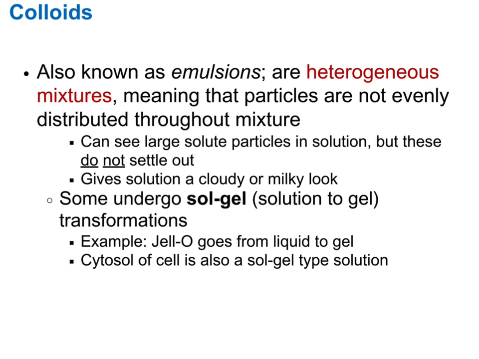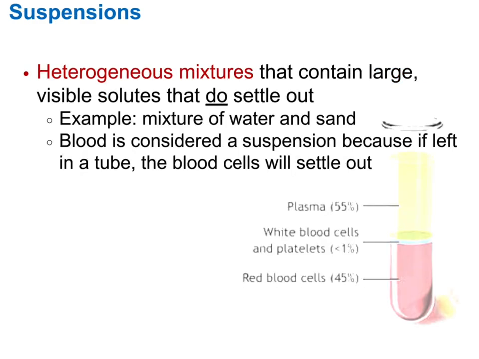Colloids are heterogeneous mixtures, just like suspensions. Colloids are also known as emulsions, and they can undergo something called a sol-gel transformation. A sol-gel transformation is when a solution, a liquid, goes to a gel. You see that with Jello, but you can also see it in the liquid component inside of cells called cytosol, going from a solution to a more gel-like consistency. Suspensions, like colloids, are also heterogeneous. They do have solutes that settle out, and blood again is a great example.